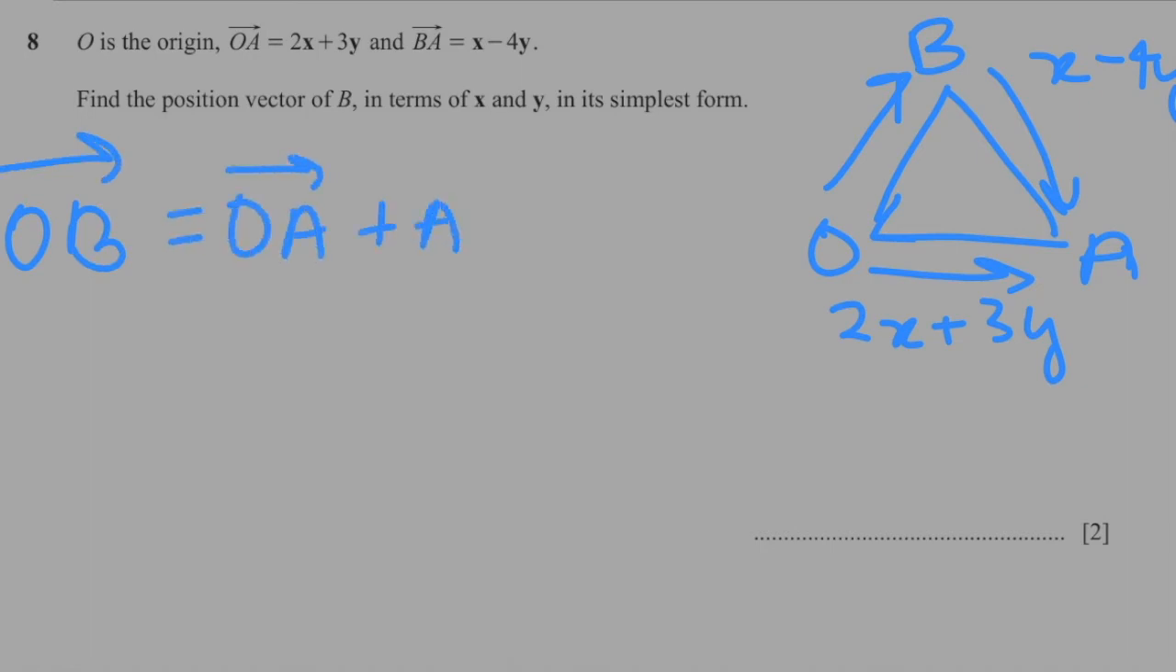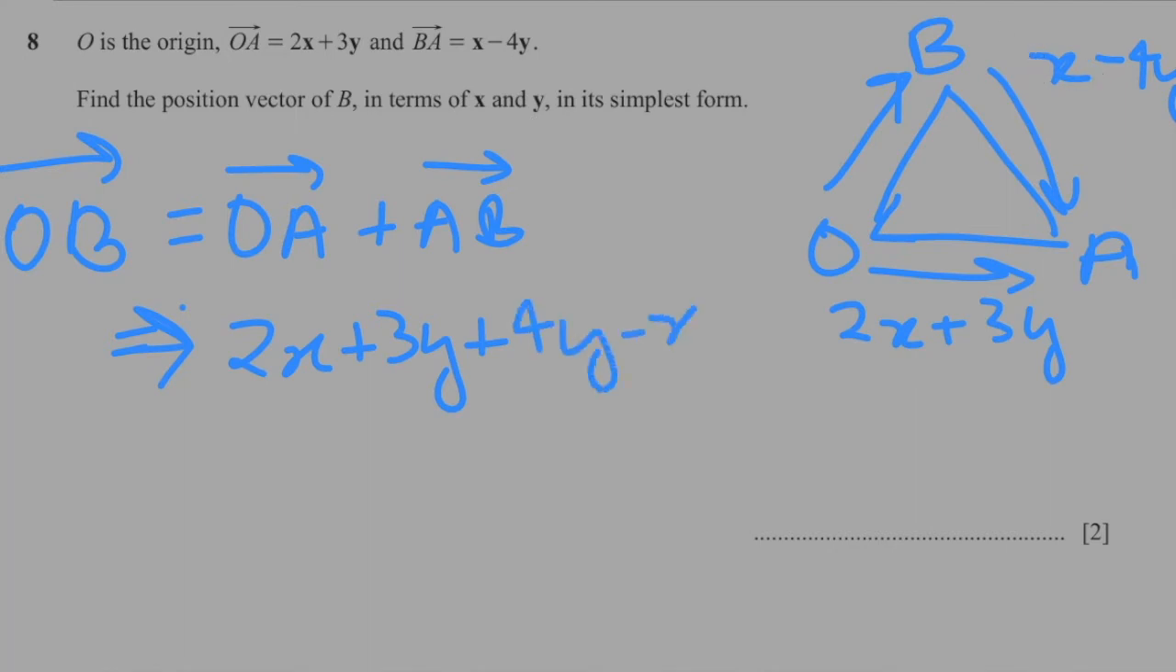plus AB. OA is going to remain the same since we have the same direction, and that is equal to 2x plus 3y plus AB. So we had BA given in the question. That would mean AB would have the same answer, but reversed: the negative signs would become positive and positive signs would become negative. So we have plus 4y minus x, and that is going to be x plus 7y, which is the answer over here.